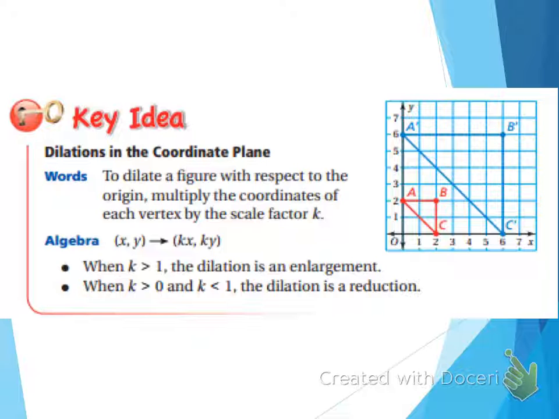So our key idea here is the dilation in the coordinate plane. To dilate a figure with respect to the origin, multiply the coordinates of each vertex by the scale factor of k, whatever that may be. So if k is bigger than 1, it's going to be an enlargement. Your figure is going to get bigger. If k is less than 1, you're going to end up getting a smaller figure.